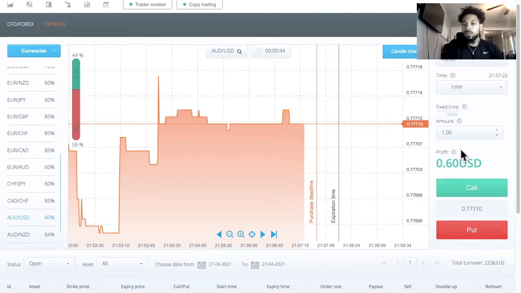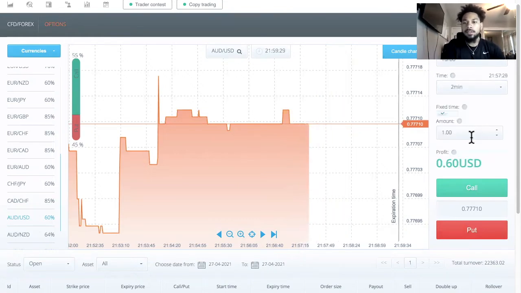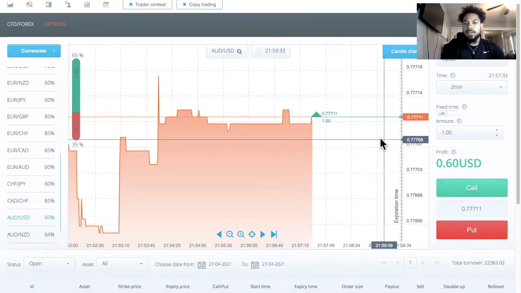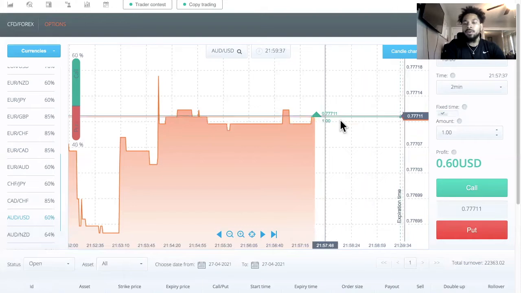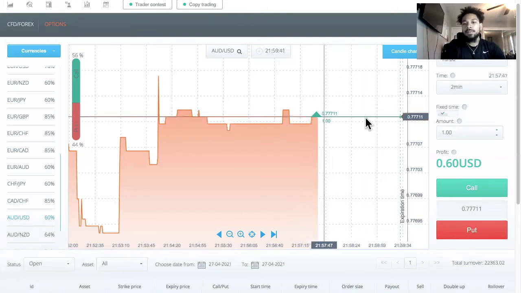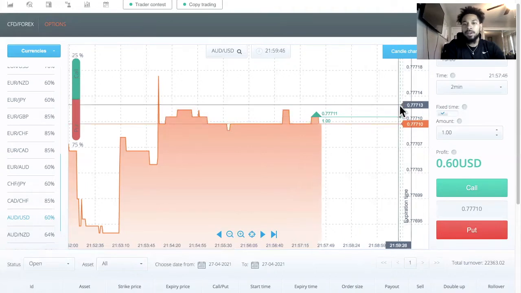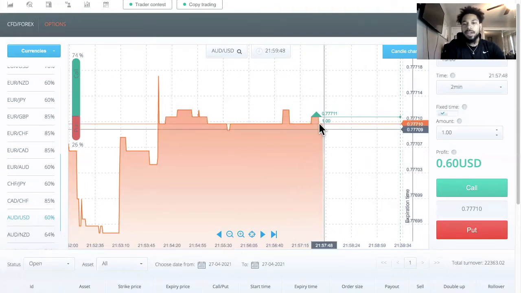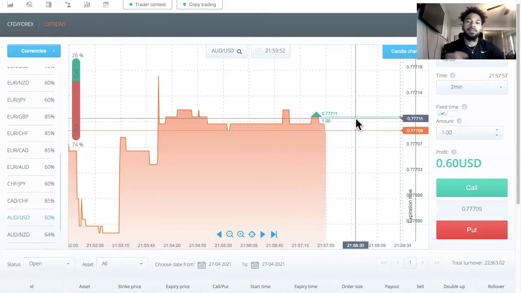So what we're going to do is we're going to enter a demo trade. I'm going to do a 2-minute trade so I have time to explain some more details. I'm going to go in for a call. As you can see, this green line appears here. That means I went in for a call, and now in order for me to win this trade, I need price to be above this green line by the time it reaches this dotted dash vertical line right here. Right now, price is below this line, so if time were to expire right now, I would lose my dollar.